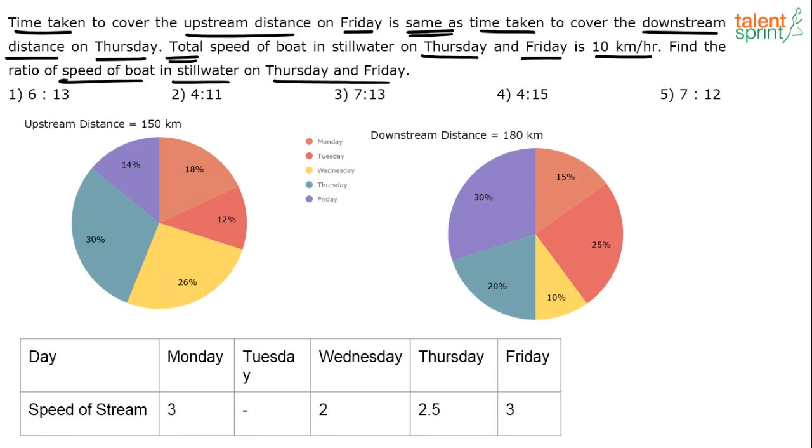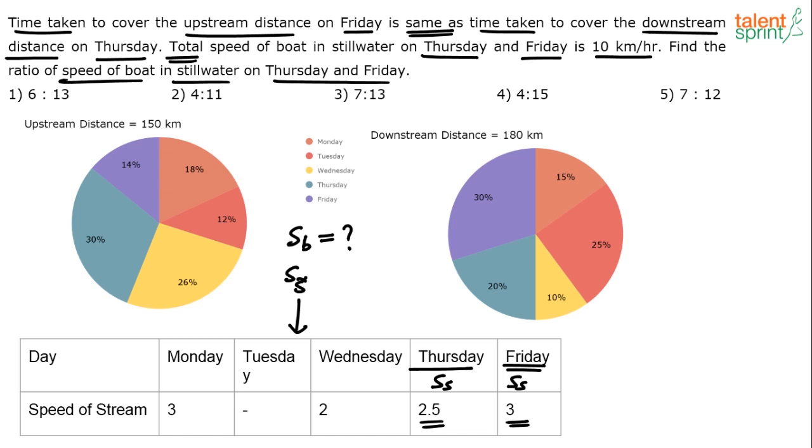See, you must have understood that the concept involves the speed of the boat and the speed of the stream. The speed of the stream on Thursday is 2.5 kilometers per hour, and on Friday it is 3, respectively. What is the speed of the boat is the question here on Thursday and Friday respectively. The speed of the stream is known to us. This can be obtained from the table, but what is the speed of the boat? And clearly from the data it is understood that the speed of the boat is different on different days.